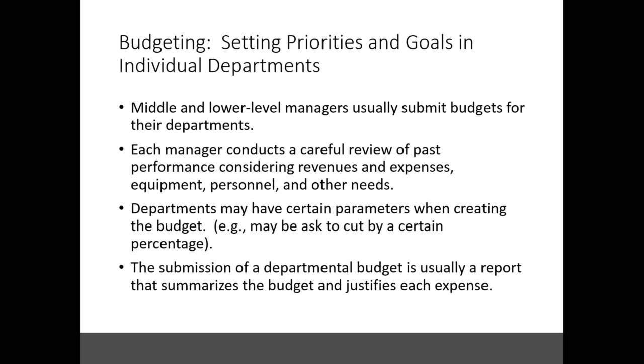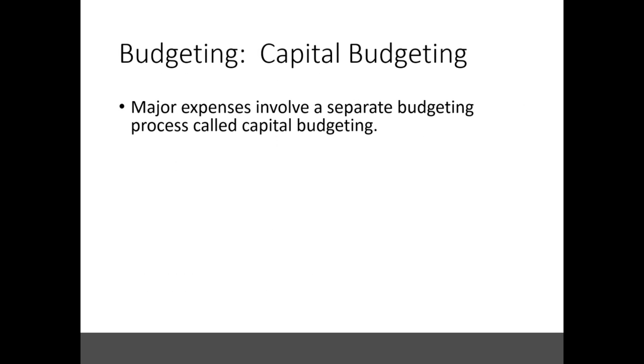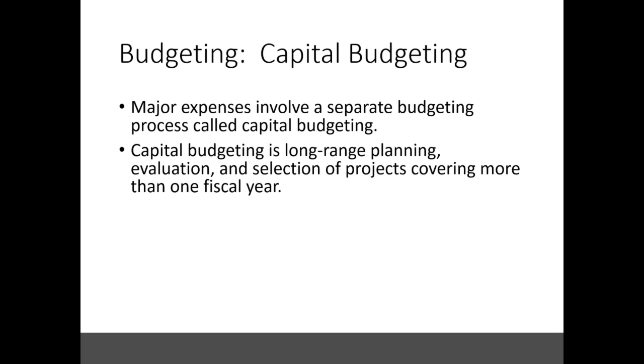Really, when you submit the budget, it's a report that summarizes your budget and then justifies what you're spending. So that goes into setting the goals, setting the priorities, and setting your individual budget. When you have major expenses involving equipment and things like that, that's called capital budgeting. It's a whole separate deal.